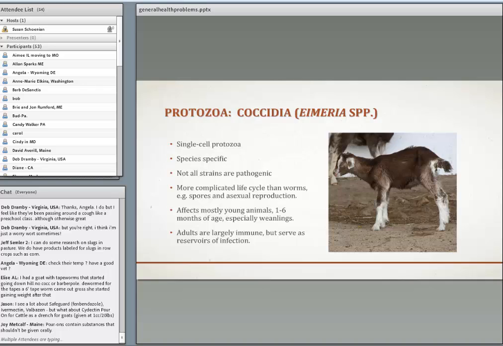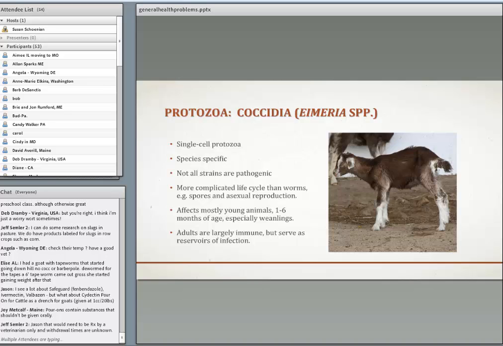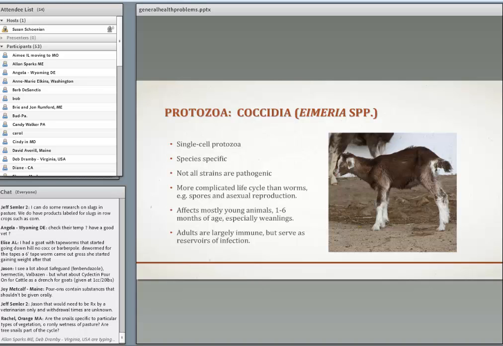Okay, now moving on to the second group of parasites, the protozoan parasites. They're single cell, and here we're talking predominantly about coccidia. There are others, but they're not significant problems. Cryptosporidium, giardia, they're not significant problems in sheep and goats. So this is a single-cell protozoa.